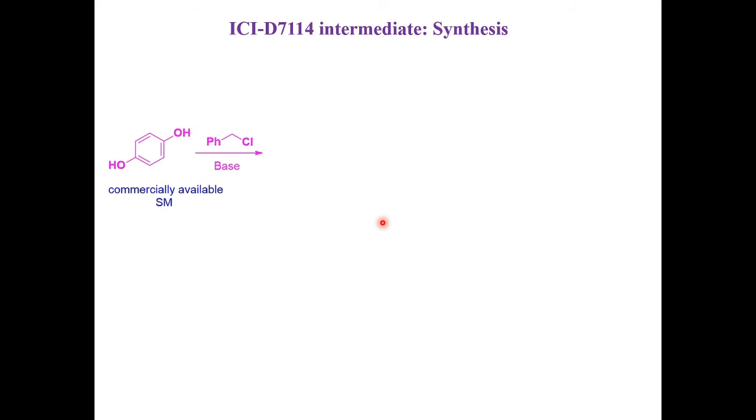Forward synthesis of intermediate ICA D7114. So when hydroquinone is treated with benzyl bromide in the presence of base, you will get the protected product. Here selective benzylation can be easily achieved.